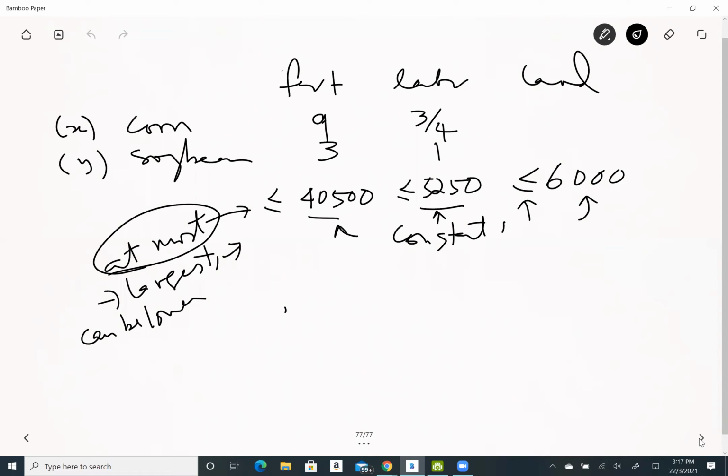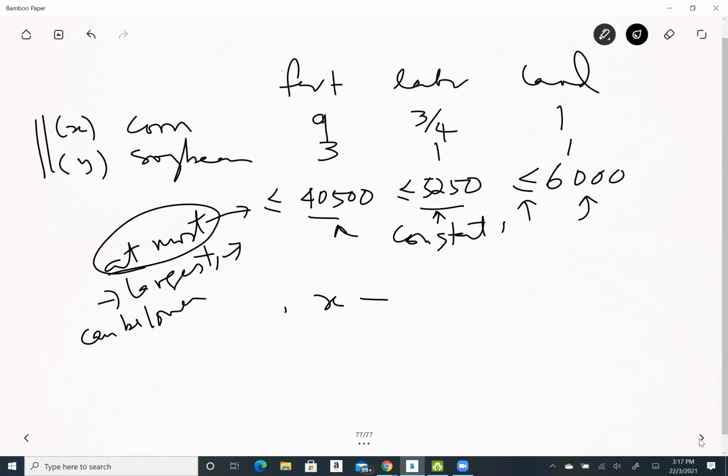Now, what about land? They didn't say anything. The allocated land will be on corn and soybean. So we just put here 1, 1. So 1 and 1, that means x and y. So from there, you have x and y. Let us be more specific on the x and y.